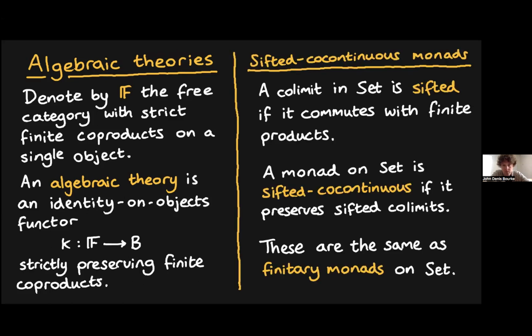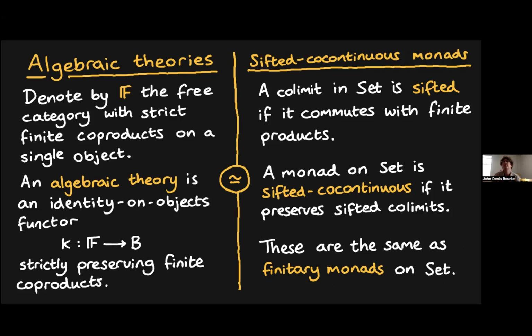And on the other side, we have sifted cocontinuous monads. First of all, we're going to say that a colimit in Set is sifted if it commutes with finite products. And we're going to say that a monad on Set is sifted cocontinuous if it preserves these colimits. These are the same as what are known as finite free monads on Set. Finite free monads are those that preserve filtered colimits, but in the case of Set, finite free monads and sifted cocontinuous monads are the same thing. The classical monad theory correspondence says that the category of algebraic theories and the category of sifted cocontinuous monads on Set are equivalent.